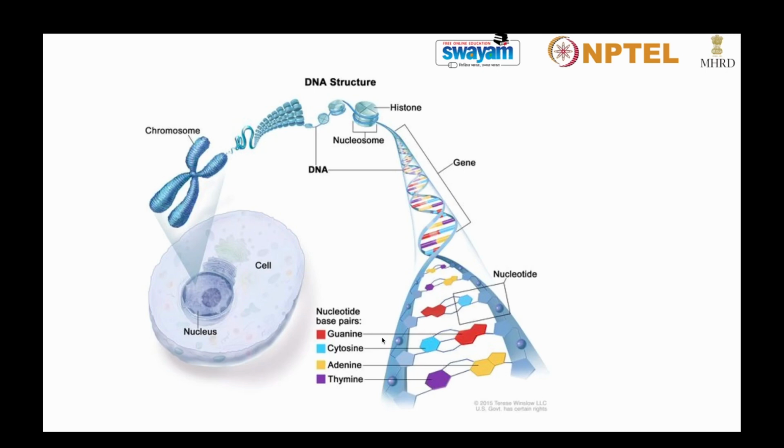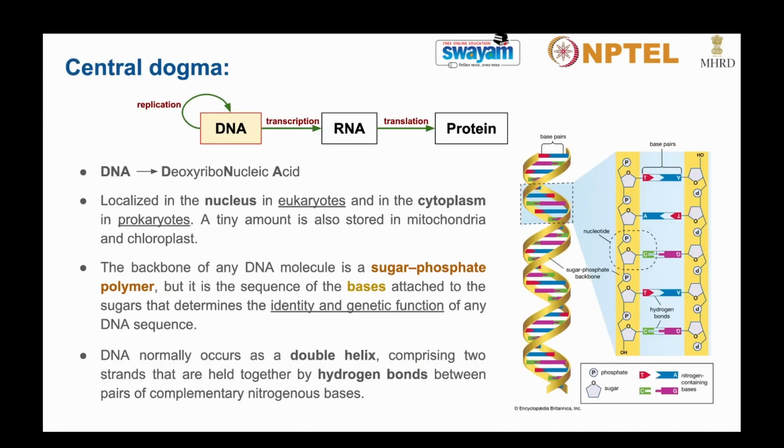When we talk about DNA, we mention four nitrogenous bases: guanine, cytosine, adenine, and thymine. Now let's focus more on the DNA, how it is arranged and what things are present, because it is the first part of our central dogma.